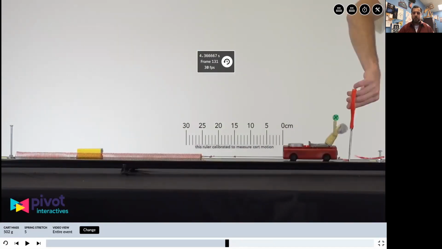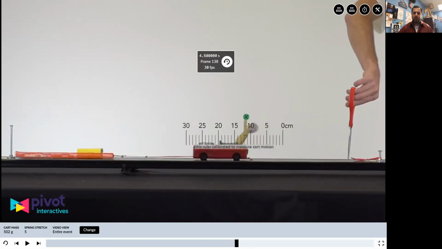Here you can see in super slow-mo that as the person cuts the string, the rider who is at rest begins to move down the track. Take note of the change in time as well as the distance before the person moves off of the ruler.